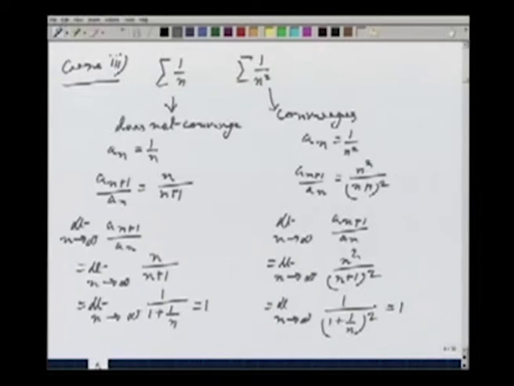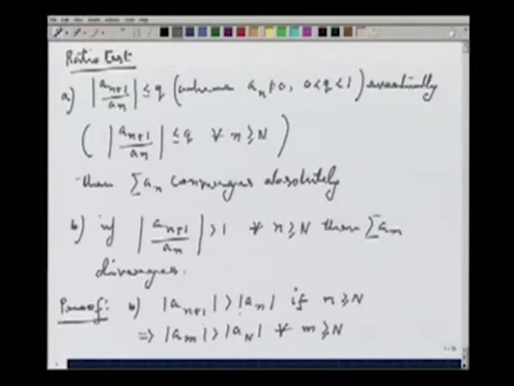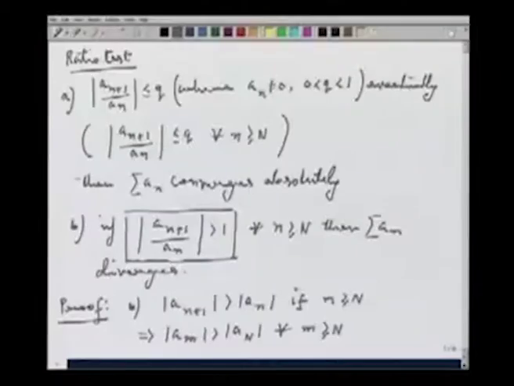Look at the previous result where I have proved this is the statement I am looking for. See, if for all n bigger than or equal to N, the modulus of a_(n+1) by a_n is bigger than 1, then summation a_n diverges. It does not converge because the terms don't go to 0. That is what is happening.